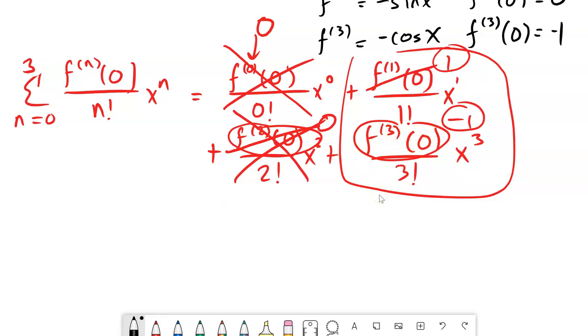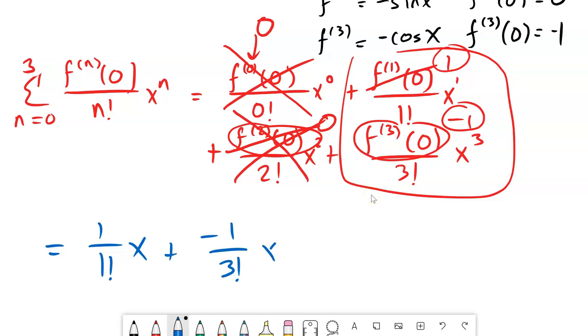So now we can just simply write it, let me write it in blue. It's equal to 1 divided by 1 factorial times x, plus negative 1 divided by 3 factorial times x cubed. Let me just write it more nicely. 1 divided by 1 factorial is just 1. And then let me bring this over here, so it's going to be minus x cubed divided by this. And this was actually the first two terms of the series.